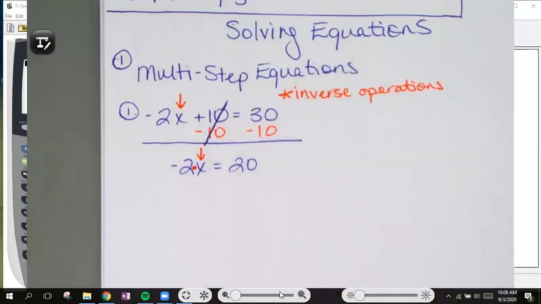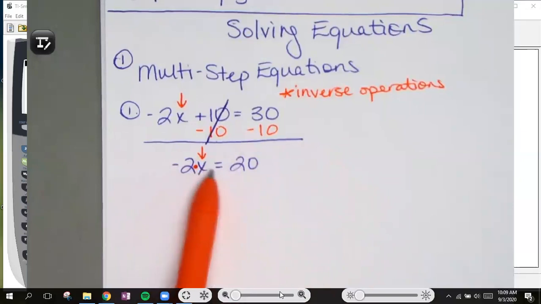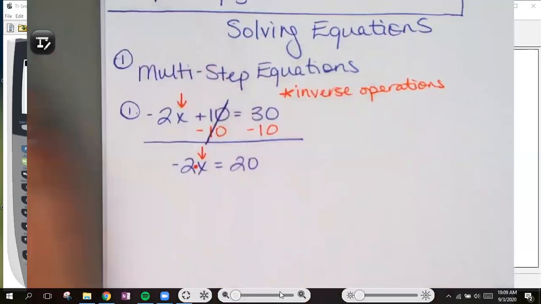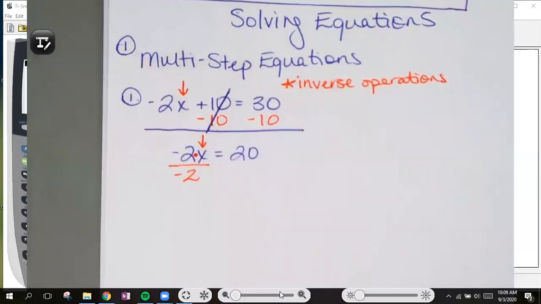Inverse is the operation that will cancel it out. Opposite is changing a positive to a negative, or a negative to a positive, okay? Inverse just needs a switch. Now, if I have -2 times x, how am I gonna get rid of that -2? Divide it by -2, okay? We keep it negative. We don't put its opposite.